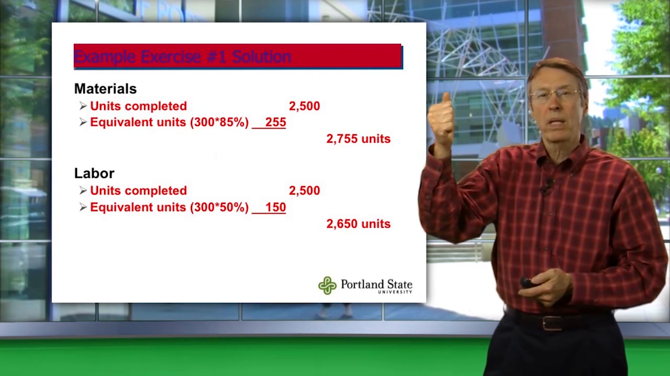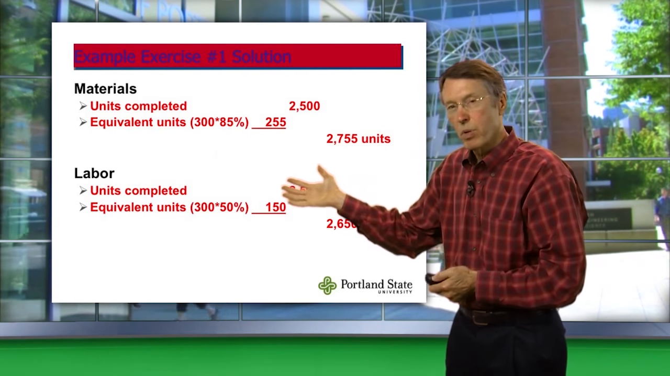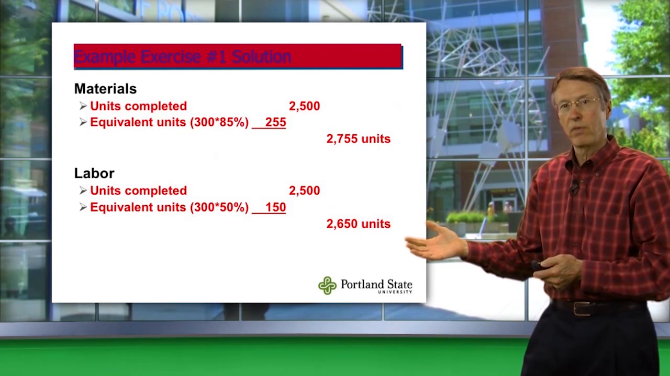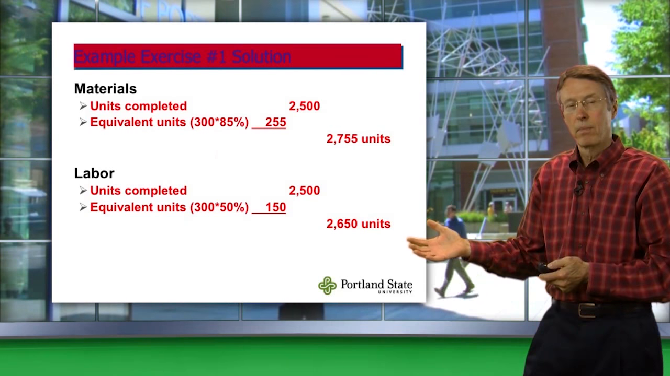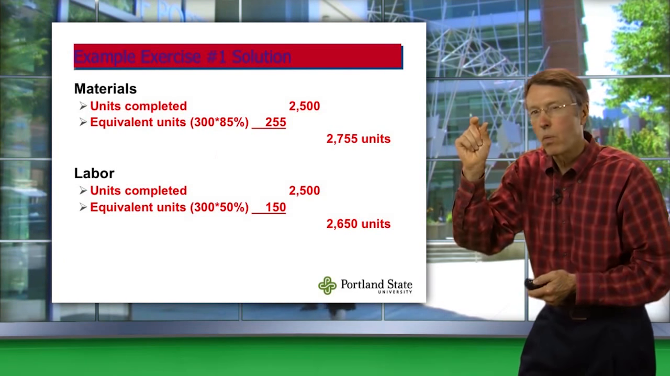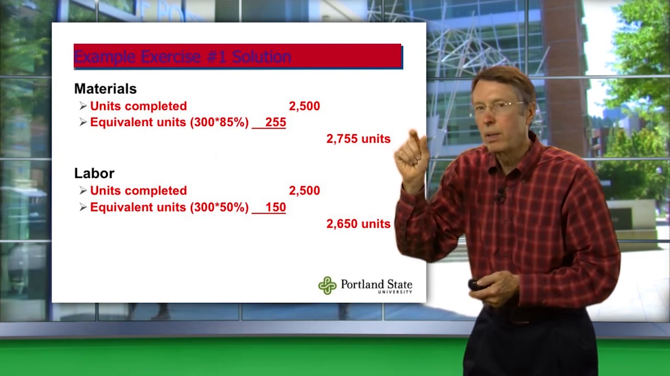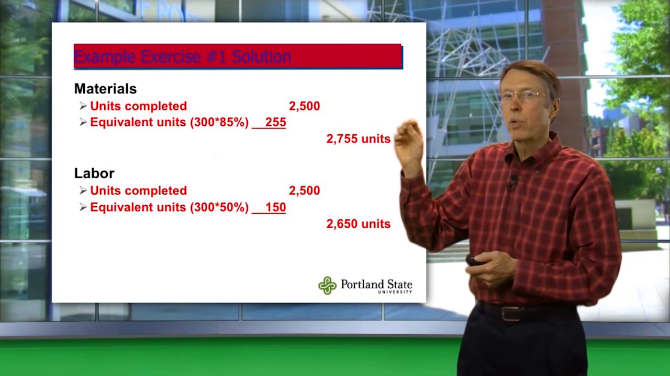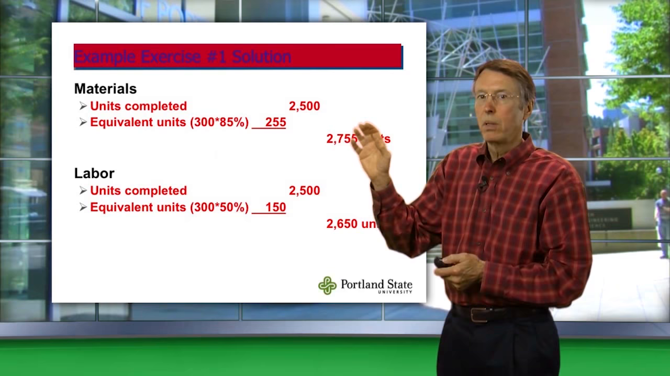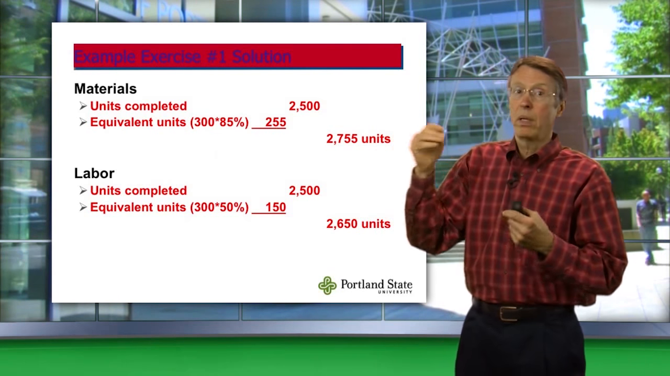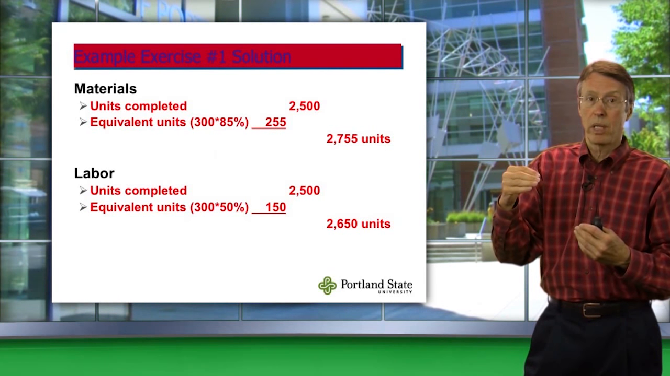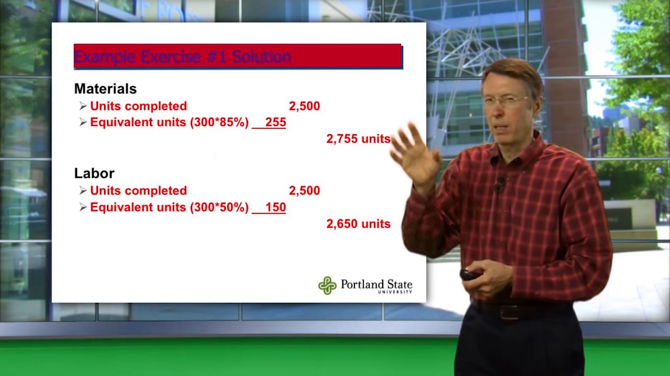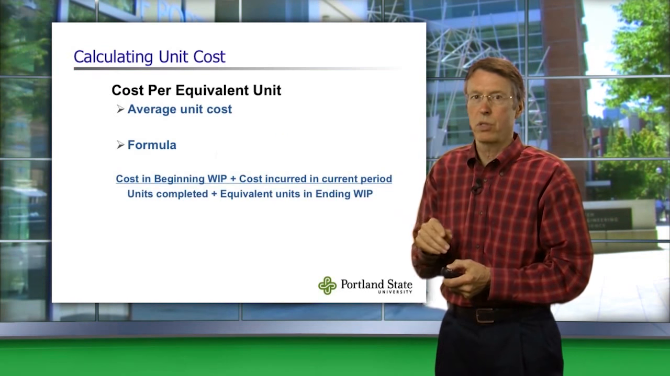Equivalent units: 2,755 units produced for materials, and labor equivalent 2,650 units produced. Even though we completed 2,500, the equivalent units produced with respect to materials are 2,755, and the equivalent units completed with respect to labor are 2,650. You kind of got to think about that, and I'll show you how we use these terms a little later.